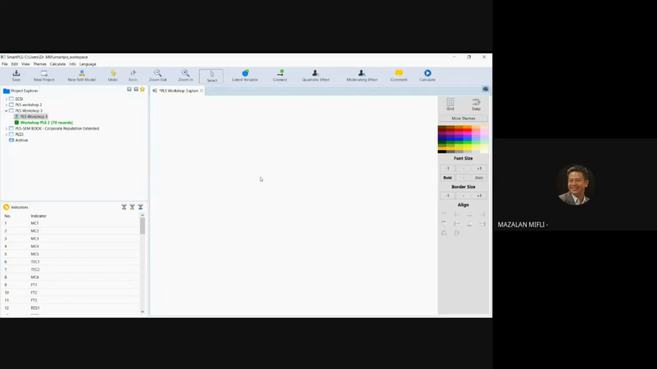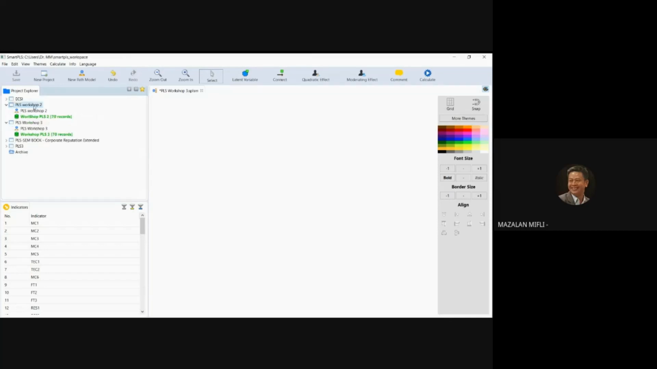Okay, so if you look on my left corner here, I have workshop 2 and workshop 3. These are the ones that I'm going to cover today. Basically, they are the same. If I click both, they are the same data, so I'm just going to use the same data. It's not a perfect data.